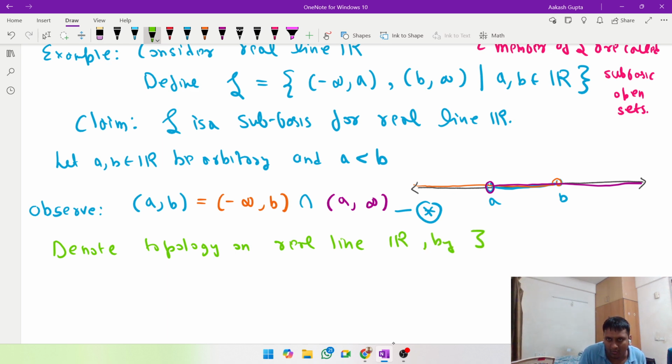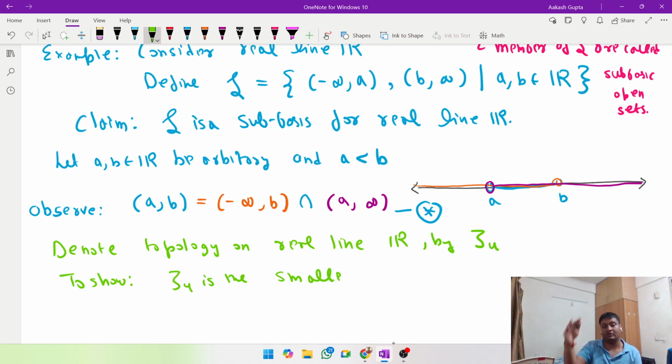say tau u. Okay, to show tau u is the smallest topology, right? Tau u is tau S. Sorry, that's what we have to show: tau S is the smallest topology containing this S, what we have defined, right?